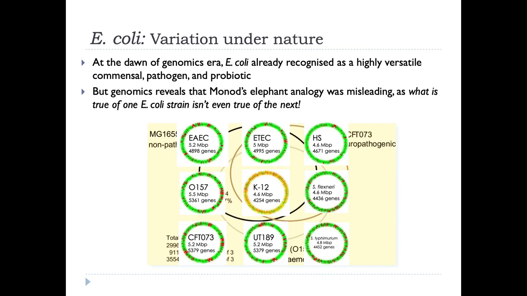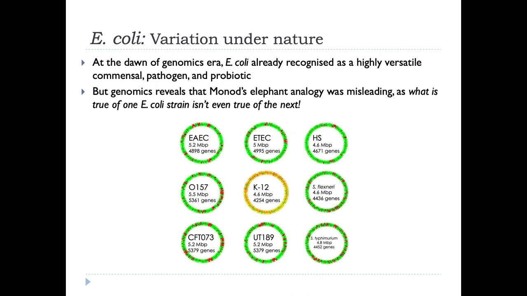And as we move forward and look at many more genomes of different strains of E. coli, we see the same pattern here. So in this particular figure, the red bits are bits of the genome that are not found in K12. And you can see that different strains of E. coli have really large amounts of their genome that are quite different from what's seen in the supposed type strain.